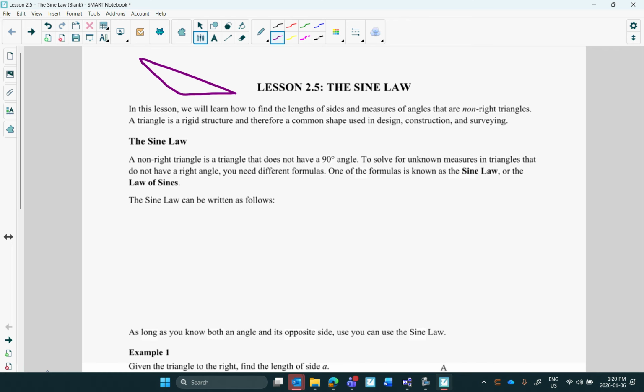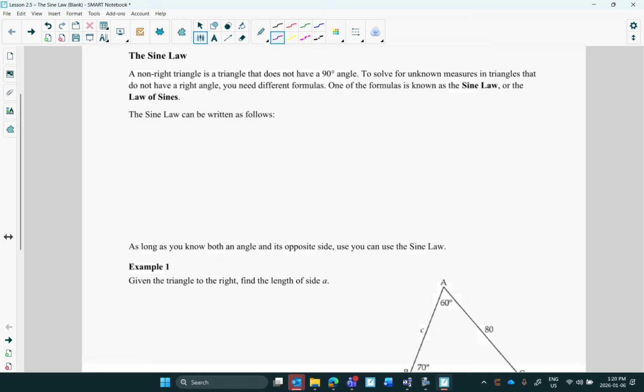Sometimes we use a formula called sine law. Other times we have to use a different formula called cosine law. Okay? So the sine law. And again, this is used a lot in architecture, engineering, construction. Okay? All of this is used. Again, this is review for you because you've all taken grade 11 pre-calc in previous years.